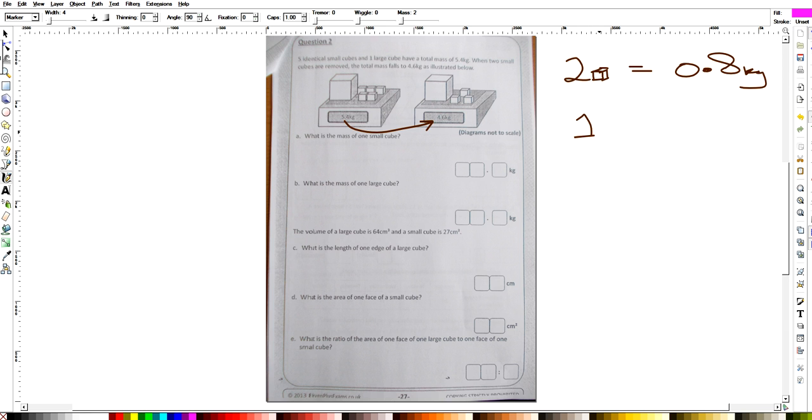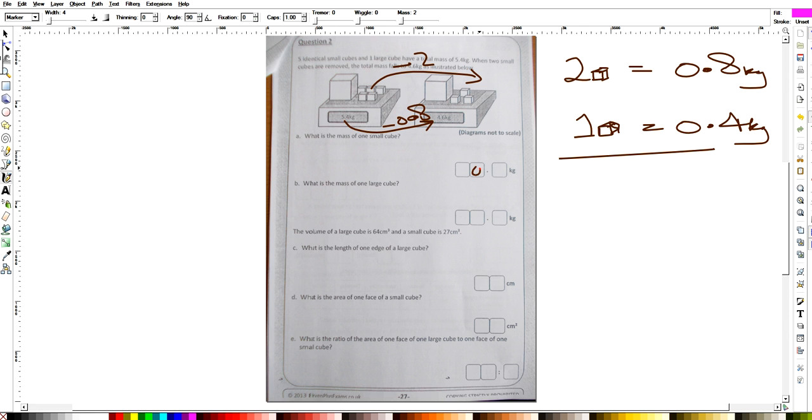So what is the value of 1 cube? Let's halve that. So half of 0.8 is equal to 0.4. Done. So the answer here is 0.4. What is the mass of 1 large cube?